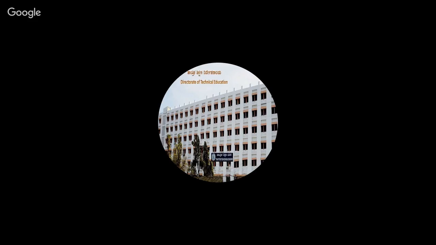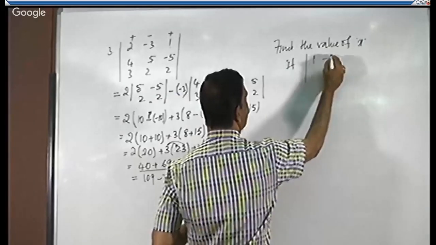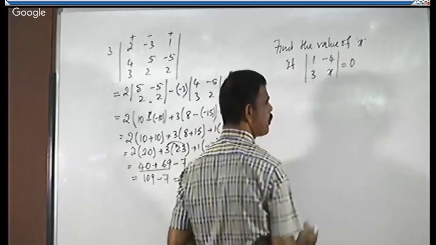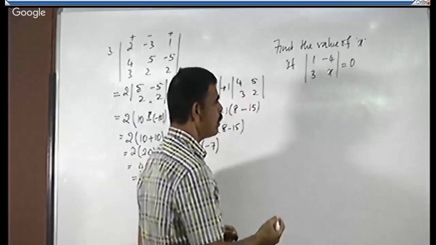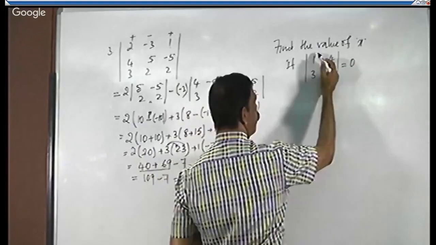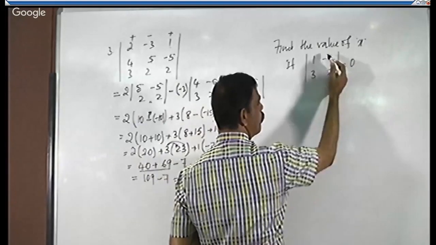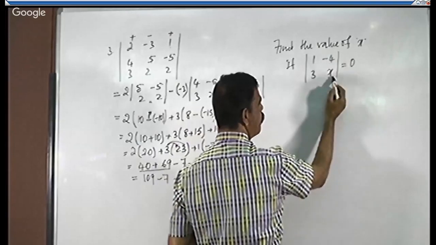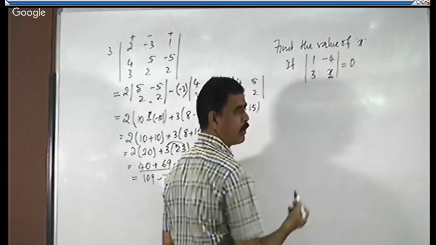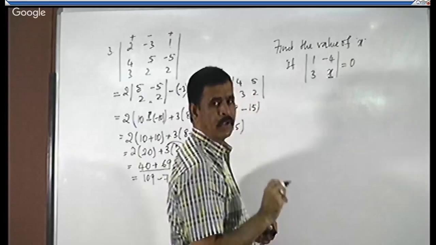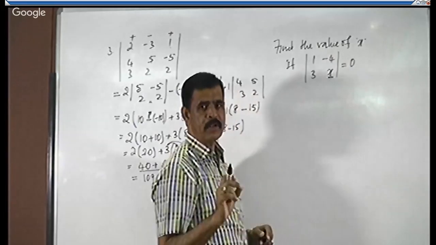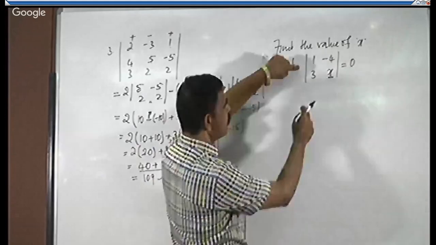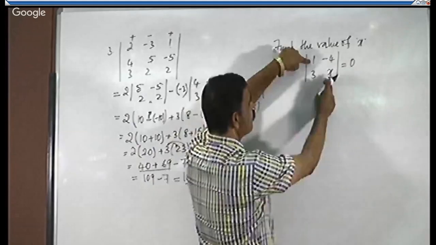If the determinant 1, minus 4, 3, x is equal to 0, or sometimes they will give you some value at the right side. When this value becomes 0, at what value of x does this determinant become 0? That unknown value we should calculate. You just follow the expansion procedure. What is the expansion of a second order determinant? It is 1 into x, 1x.